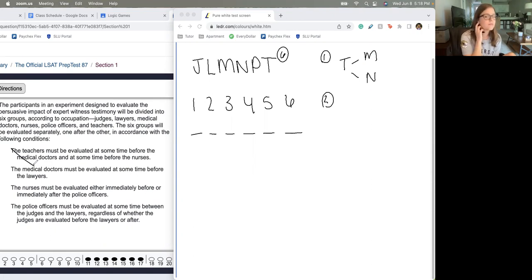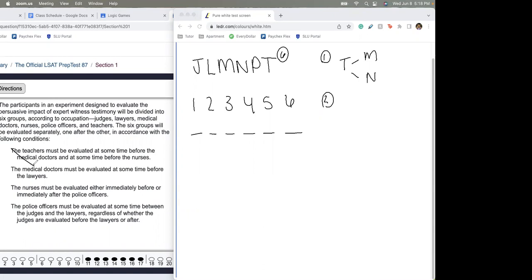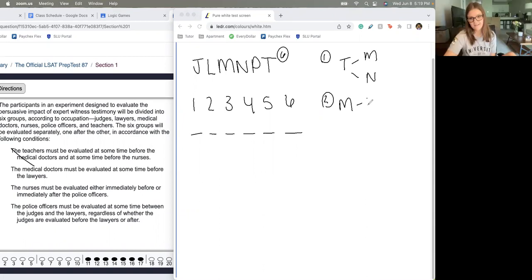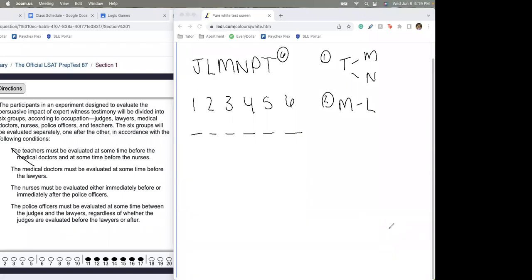Rule number 2 says medical doctors must be evaluated sometime before lawyers. So who wants to tell me how they would write this rule out? Anyone? So I would say M then L. Yeah. M is going to come before L. Perfect. That's how I would write it.